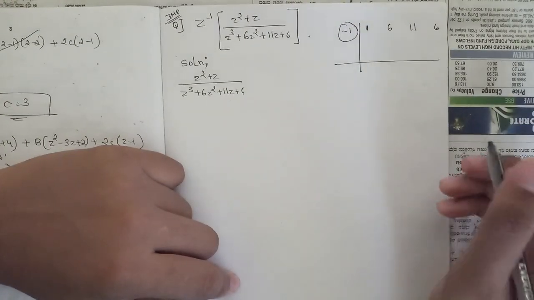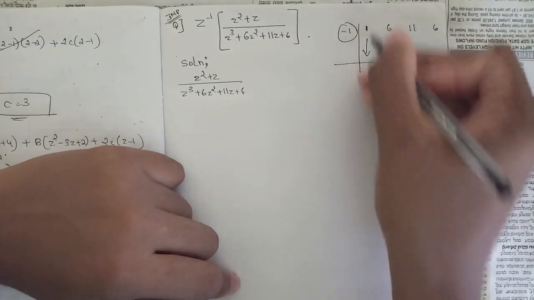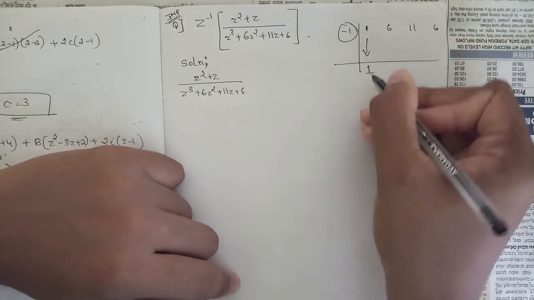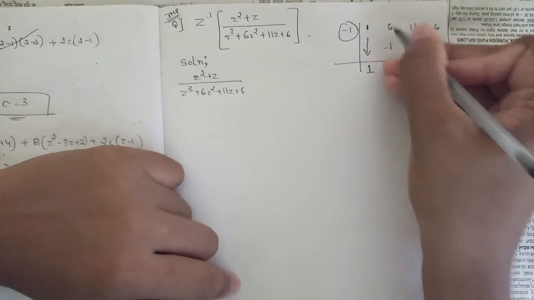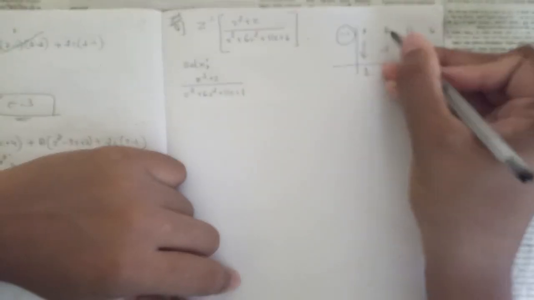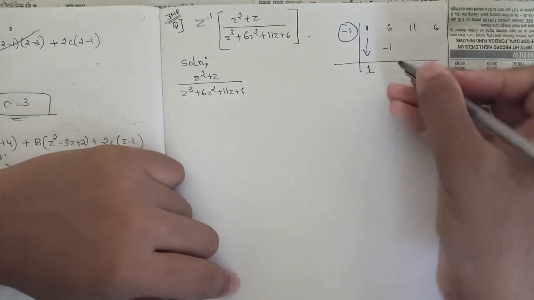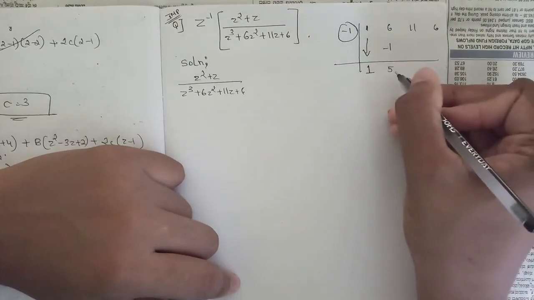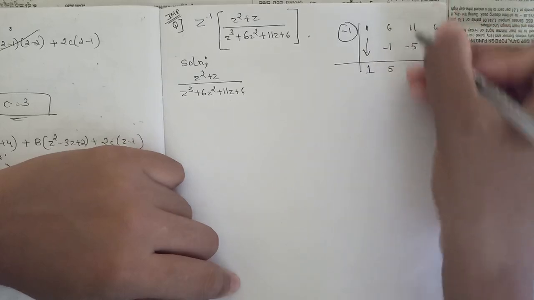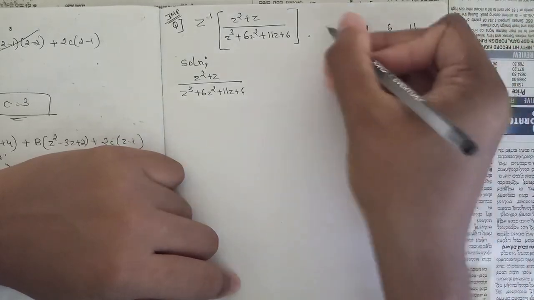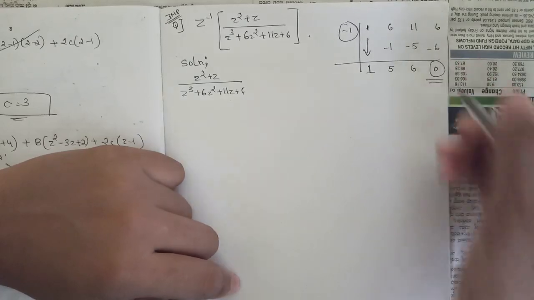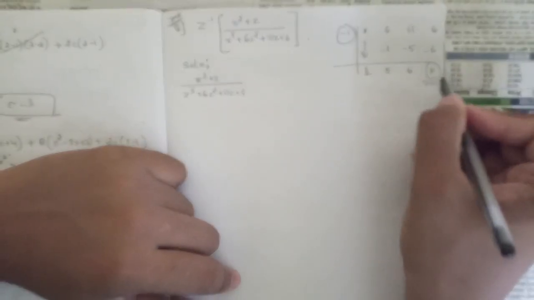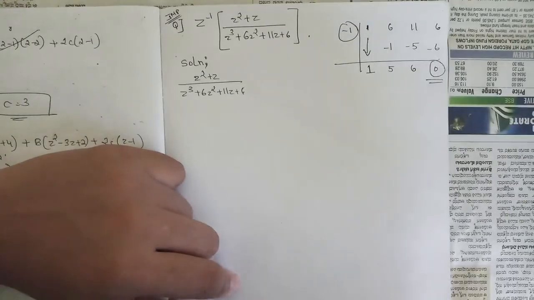Okay, so now nothing much to do. This 1 you should bring down, then multiply -1 with this term, that is -1 into 1 is -1. We need to add these two terms, 6 minus 1, so it is 5. -1 into 5 is -5. 11 minus 5 is again 6. -1 into 6 is -6. So the last term which we got is 0. We should always get this last term as 0.